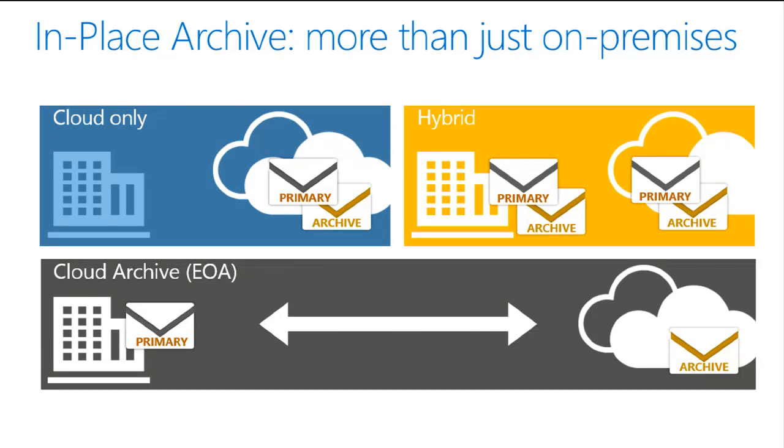In addition, if you're in the cloud, of course, you can do a cloud-only primary and archive. You do not have Exchange on premises. Or you can go with a hybrid deployment where some users are on premises, both with their primary and their archive. Some users are in the cloud with both primary and archive. What Exchange Online Archiving allows you to do is have your primary on premises and your archive in the cloud. Okay? It's kind of hybrid, but you're still maintaining your primary mailbox on premises.